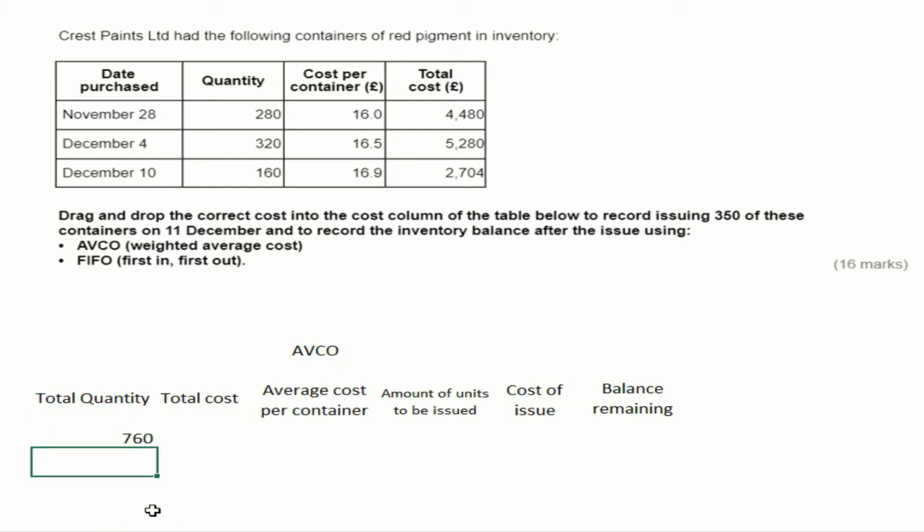The next part I would do is the total cost of all of them. So I add up the 4480, the 5280 and the 2704. Then I divide the total costs by the total quantity to find the average cost per container. We end up with 16.4 for the container.